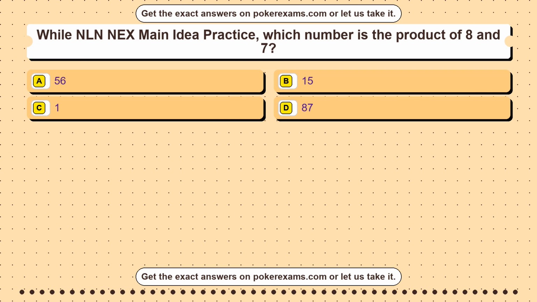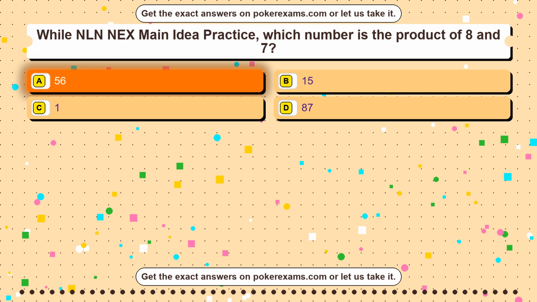Question 17. While Get History Practice Test, which map feature explains symbols? Option A legend. Option B scale only. Option C compass only. Option D border. The correct answer is option A.